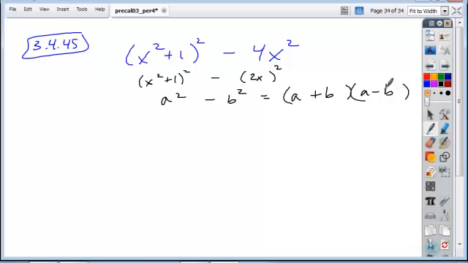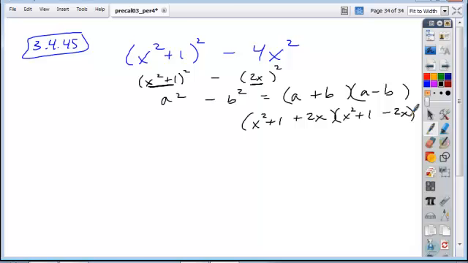And then all we need to do is figure a is this whole expression, x squared plus 1, and b is the base 2x. So plus 2x, minus 2x. So when we're looking at these here, same idea. You have a factor whose polynomial or whose degree is something greater than 1.